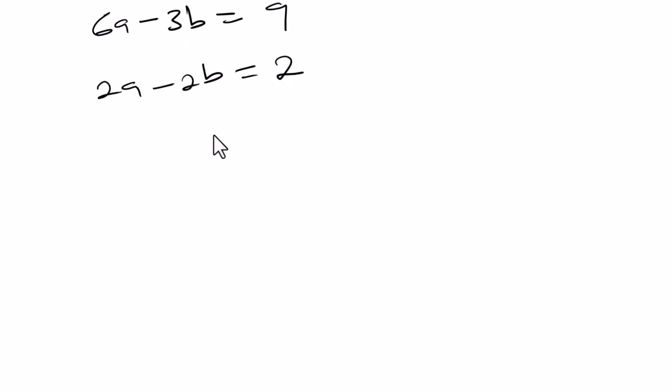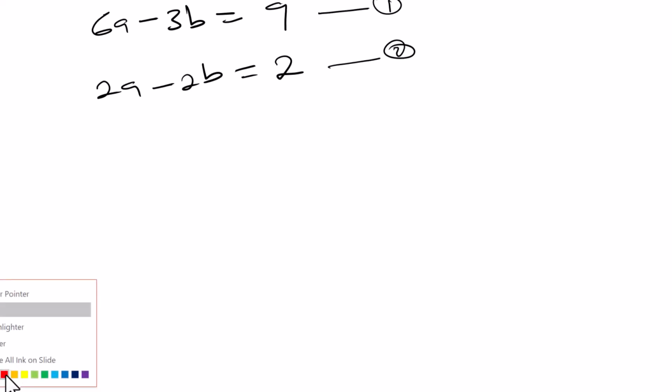Alright, so this is our next example. We have equation 1 to be 6a minus 3b equals 9, and equation 2 to be 2a minus 2b equals 2. So we are still on the elimination method. Let's check the coefficients. Which variable do you want to remove? You want to remove a or you want to remove b? So I want to remove b.